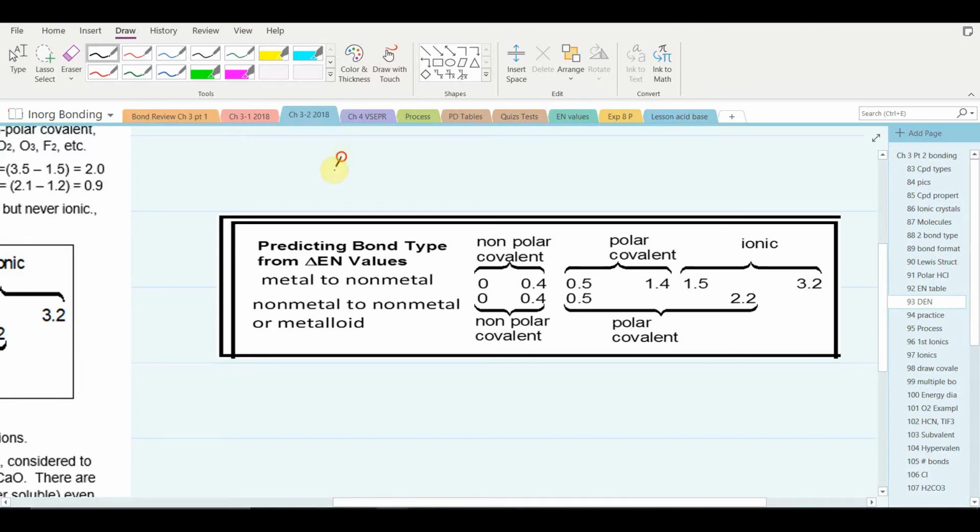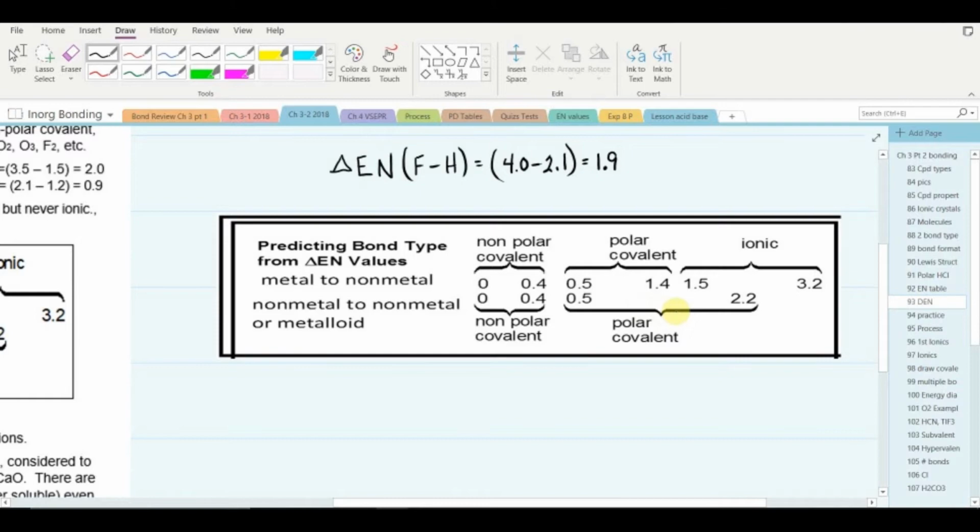So for example, say you wanted to calculate the type of bond that's present in HF. We'd say the difference in electronegativity between fluorine and hydrogen in HF. You look these values up in the table of electronegativities. Fluorine is 4.0, hydrogen is 2.1. The difference is 1.9. So this is a non-metal to non-metal bond. We use the lower scale. 1.9 falls in here somewhere. We would say that's a polar covalent bond.